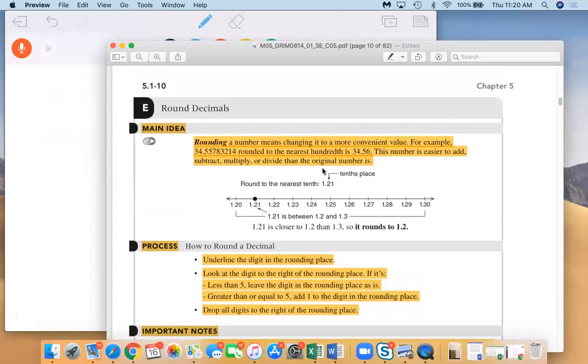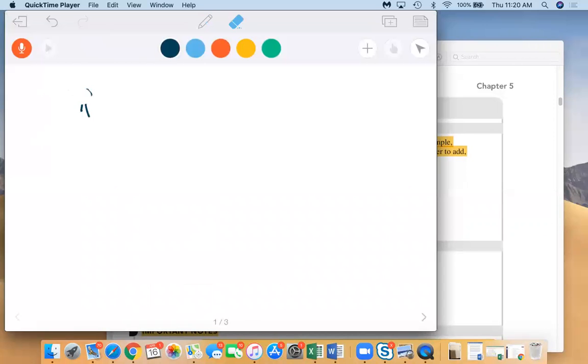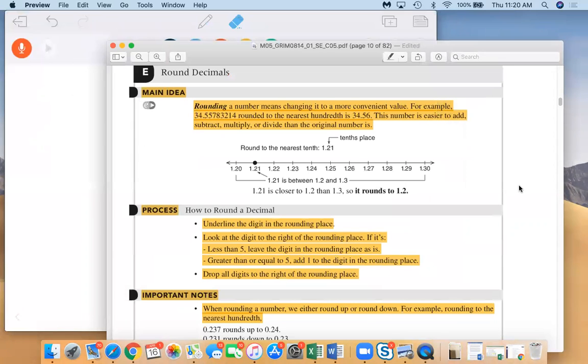I just want to point out one really famous rounding. I'm sure you guys have heard of pi, but you always see it as 3.14. That's rounded because it actually goes on for infinite numbers. So it's one of the most famous rounded numbers you'll ever see.